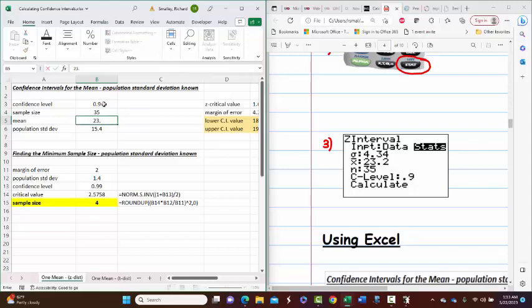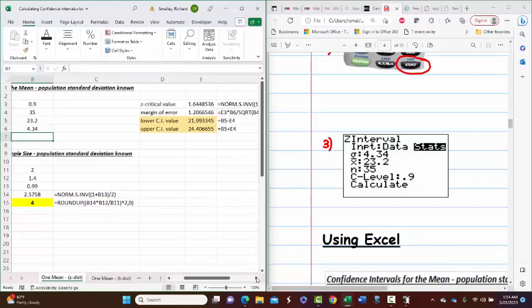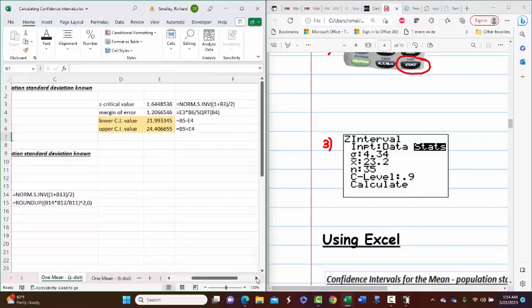23.2, and the population standard deviation is 4.34. Hit enter. Let me scroll over so we can see that. And there it is, 21.99 to 24.41.